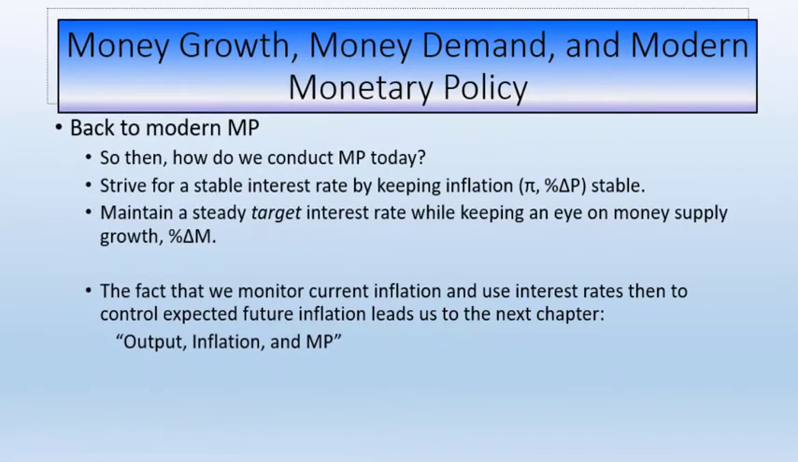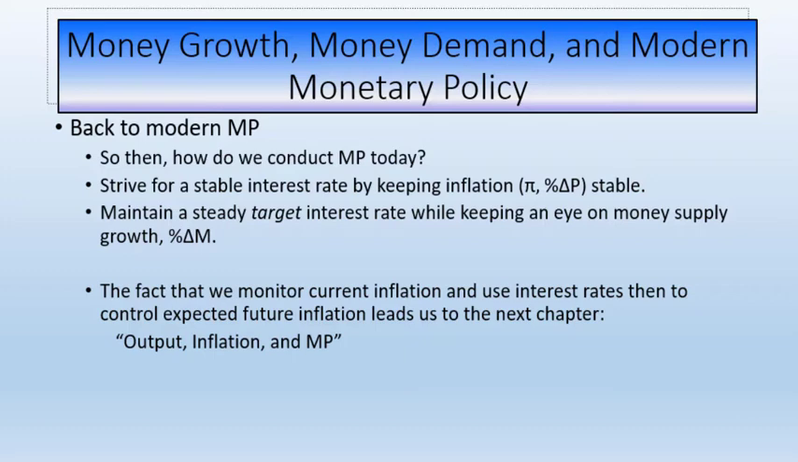So now we discuss, how do we actually conduct monetary policy today? We're not in a high inflationary environment like the early 1980s, so we can't look solely at the money supply like Milton Friedman told us. Looking at that's going to cause a problem because of the unstable velocity of money.